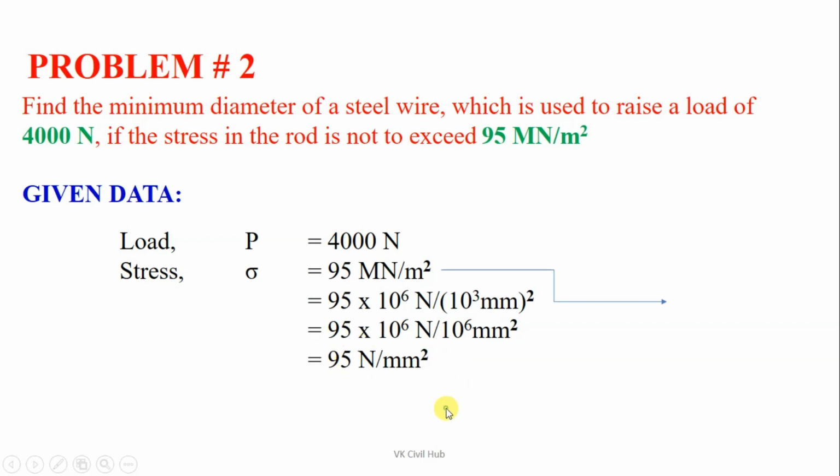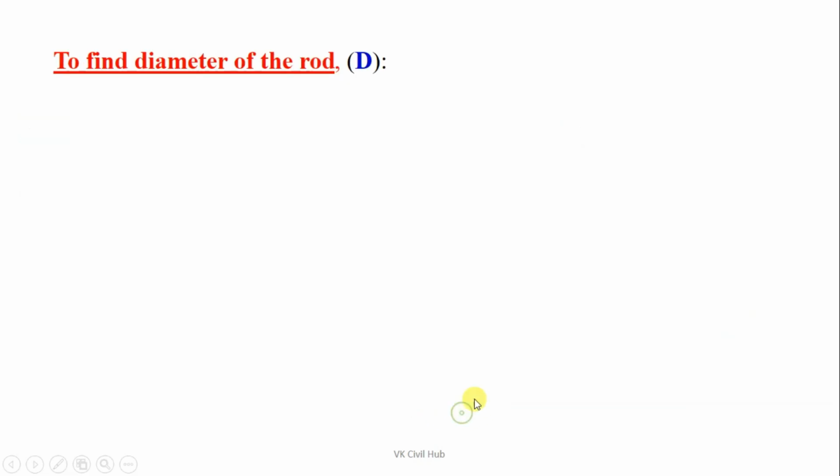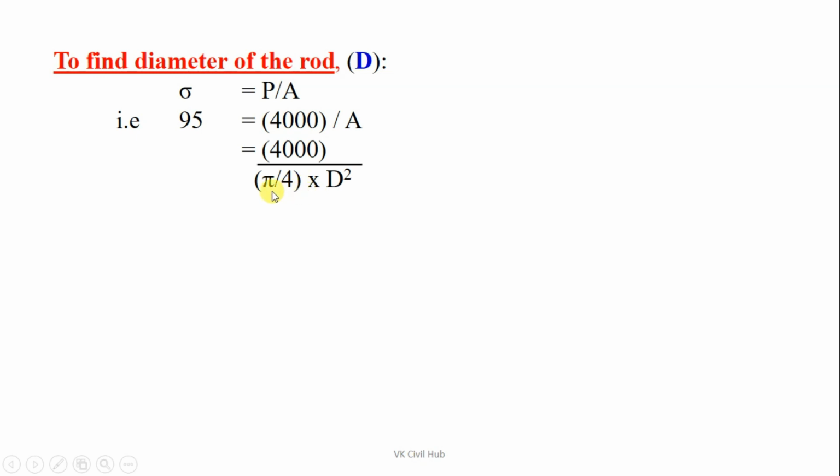Here the question is to find the diameter of that steel wire. Okay, so we are going to use sigma is equal to P by A formula, the stress formula. Sigma is given as 95, P is given as 4000. Here the area is not given, no? So we can find the area using pi by 4 d square. So substitute the value of A is equal to pi by 4 d square here and take that d square to the other side. So what happens?